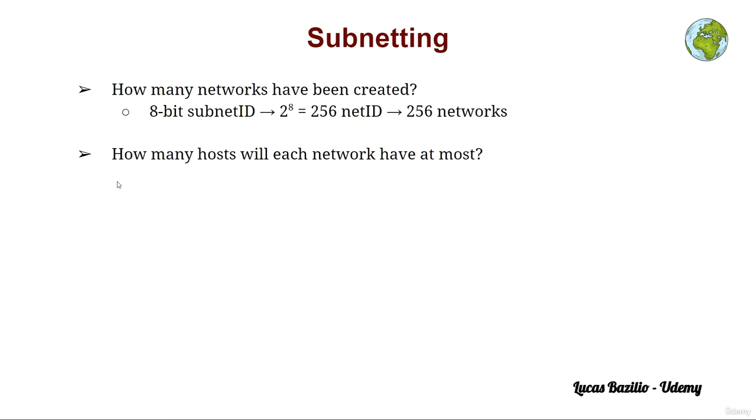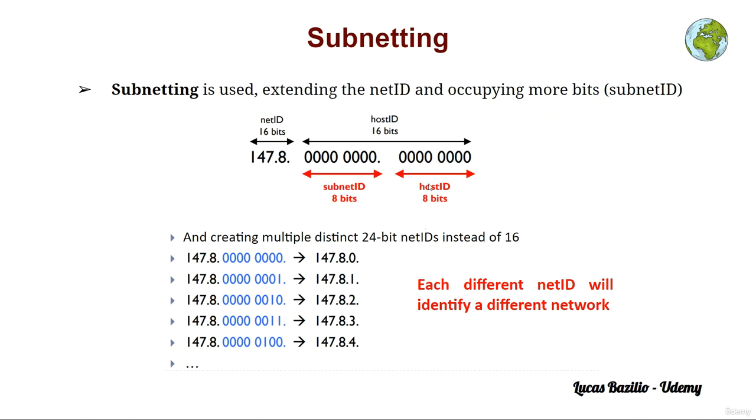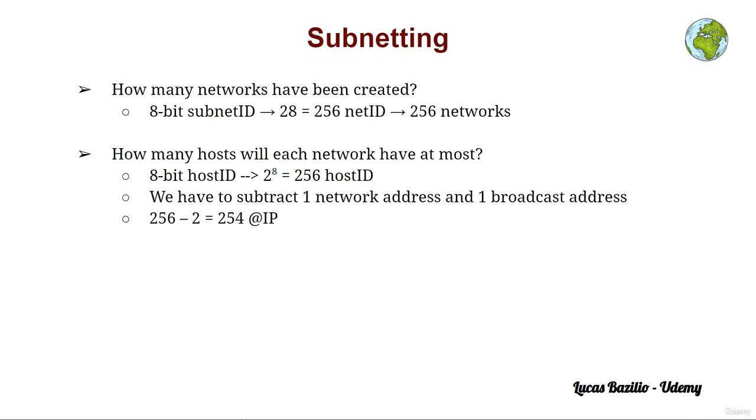Now a second question: how many hosts will each network have at most? Well, here it is important to consider that in this case, since before we had 16 bits and we took 8 of these 16 to be part of the net ID, we've lost bits of the host ID. Now we only have 8 bits of the host ID. Therefore, at most, each network can have 2 raised to 8 host IDs, so 256 different hosts. And also very important, we have to subtract 1 for the network address and also 1 for the broadcast address. Very important not to forget this.